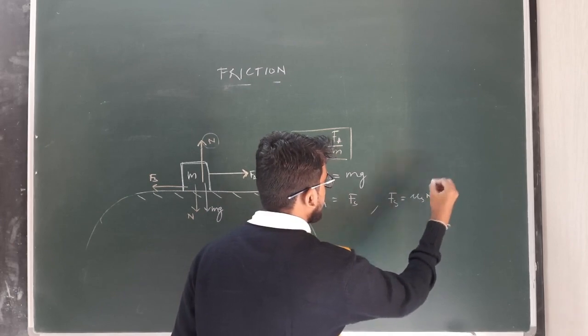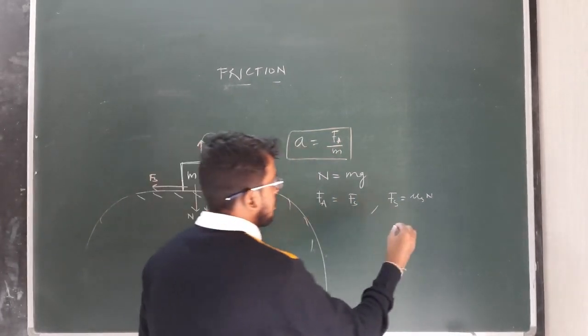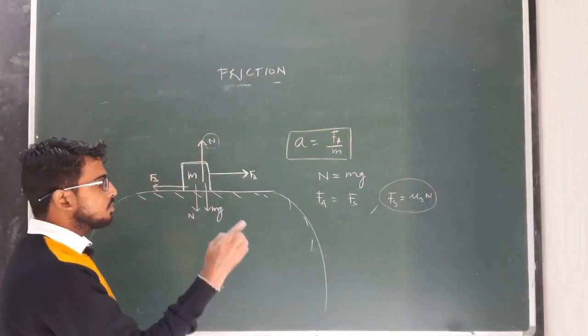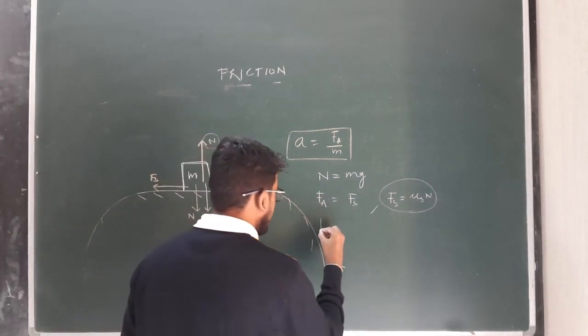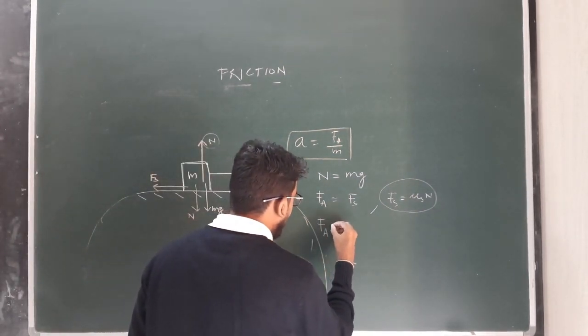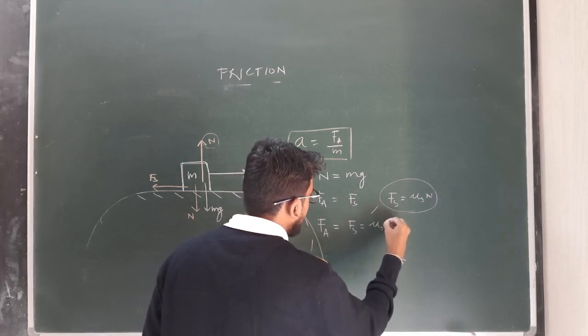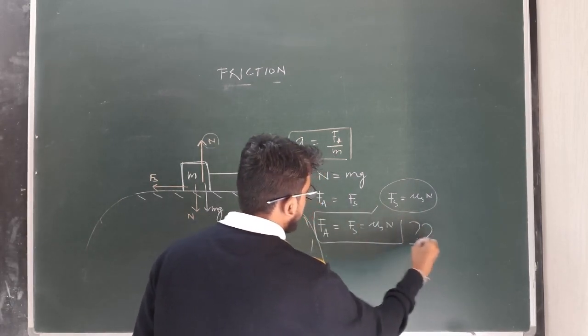Mu s into n. Clear? Okay. So as the frictional force is equal to mu s into n, so in this particular case, can we write that the applied force is equal to Fs, which is equal to mu s into n? Can we write like this?